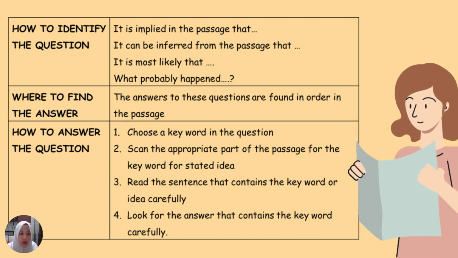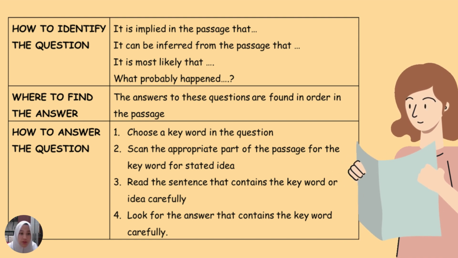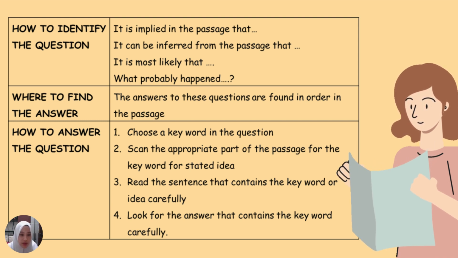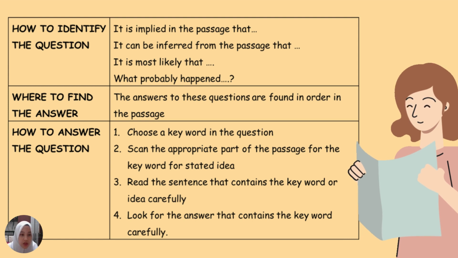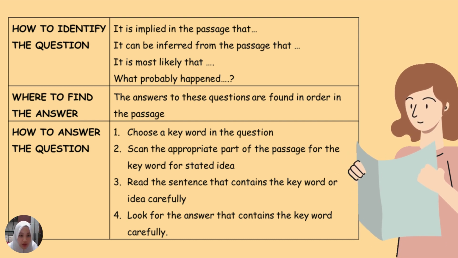So, how to find the answer, or where to find the answer? The answer to this question is found in order in the passage. So, how can we answer the question? For the first, choose a keyword in the question. Then, scan the appropriate part of the passage for the keyword or stated idea. Third, read the sentence that contains the keyword or idea carefully. And last, look for the answer that contains the keyword carefully.